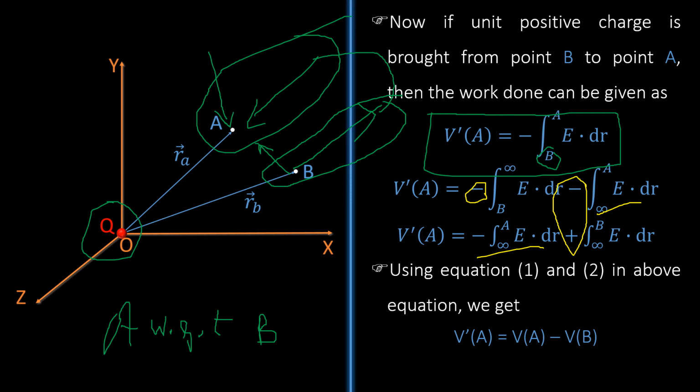This is called potential of A point with respect to B, and this is called relative potential of point A with respect to B. What is VA? Potential of A point. What is V prime A? Potential of A point. What is the difference? In this case, work is done to bring charge from infinity, so it is called absolute potential of A point. And what is this? Potential of A with respect to B, so it is called relative potential. So that is the only difference between absolute and relative potential.